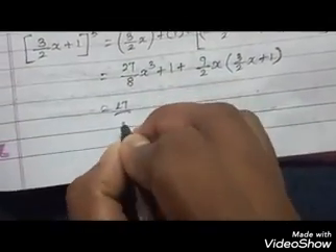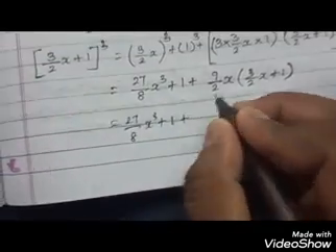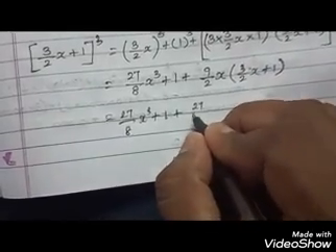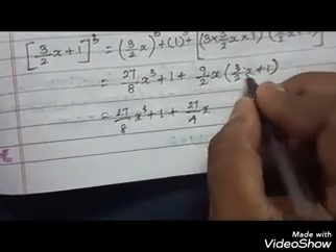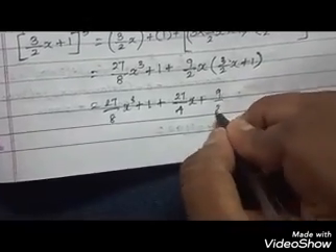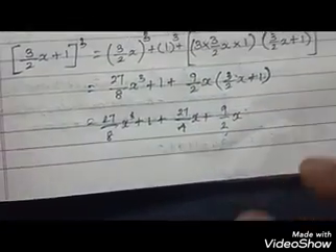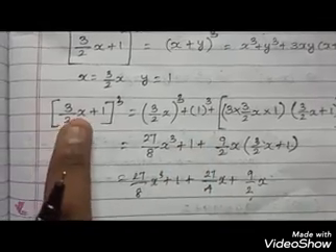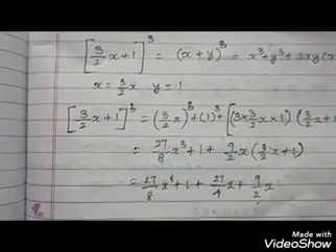Otherwise you can write it by multiplying this value. So 27 by 8 x cube plus 1 plus 9 3s are 27 by 2 2s are 4 x square plus 9 by 2x, because 1 into anything gives the same value. So this is the expanded form of 3 by 2x plus 1 the whole cube. Now we move on to the next question.